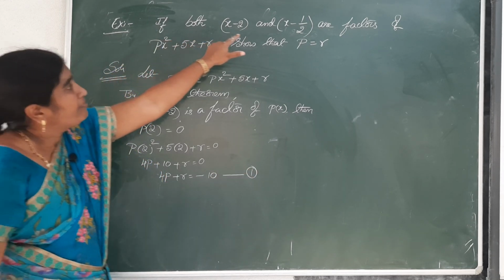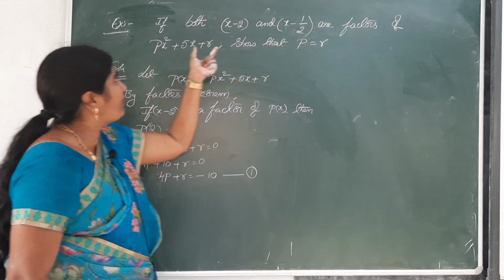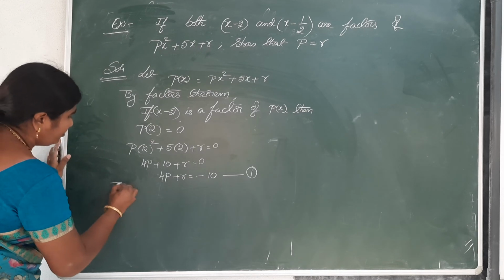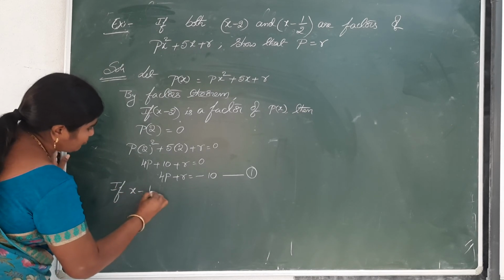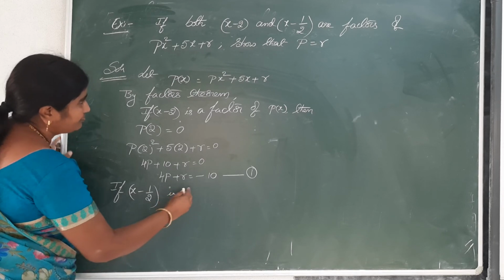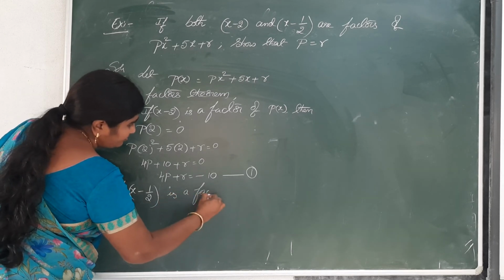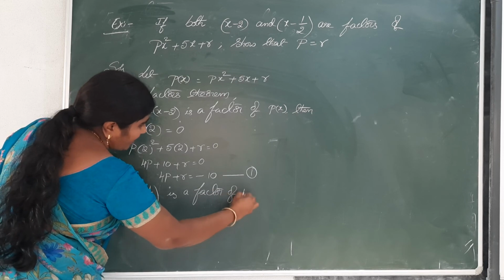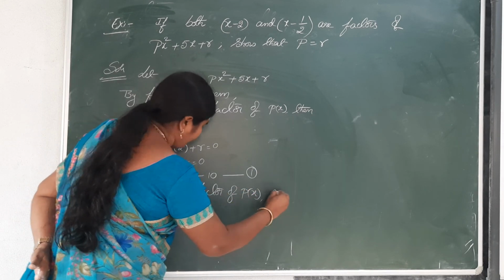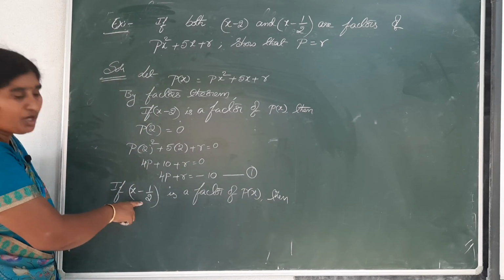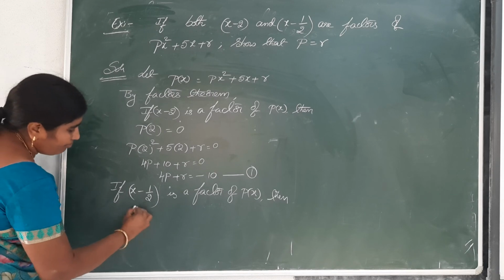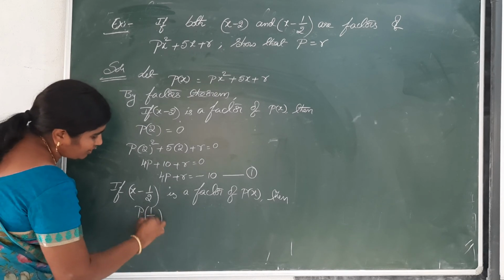Next, x minus 1 by 2 is another factor of px square plus 5x plus R. If x minus 1 by 2 is a factor of P of x, then the zero of the polynomial x minus 1 by 2 is 1 by 2, so P of 1 by 2 equals 0.